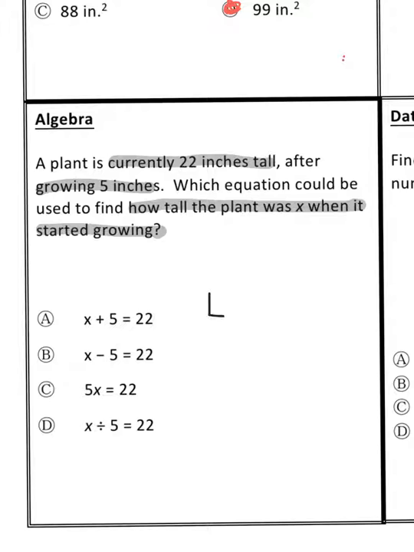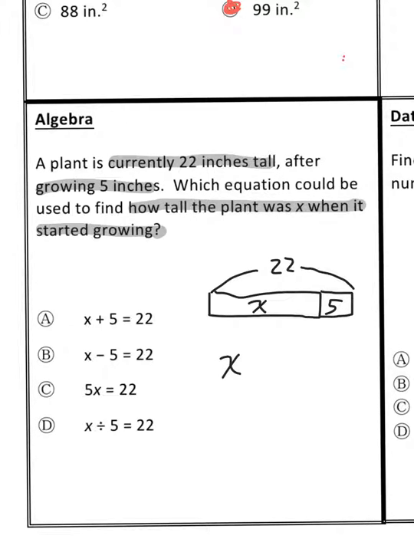This bar is going to be x. This is how tall the plant was when it started growing. Now, it grew 5 inches, so I'm going to tack on that 5 at the end here. And after it grew 5 inches, it is currently 22 inches tall. So that bar is going to help me see that if I take x, its original height, and add 5 inches, it is now 22 inches tall. So the correct answer would be A.